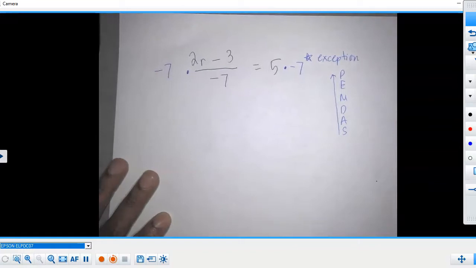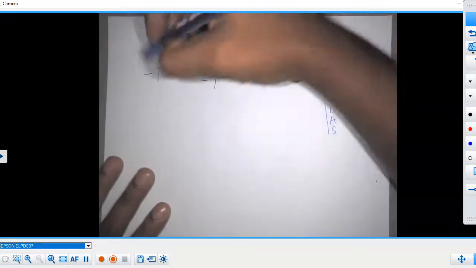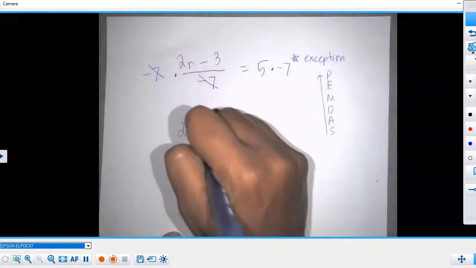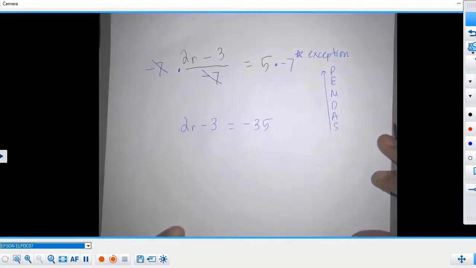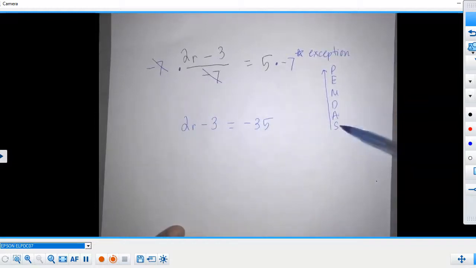And you have to trust me, because I can show you in the distributive property in a lot of detail why this guy goes away, but I don't have time right this moment. So we are going to cancel out, okay? And now that numerator is liberated and there's nobody hanging at the bottom. So we got 2r minus 3 is equal to negative 35. So again, multiplication and division came before addition and subtraction.